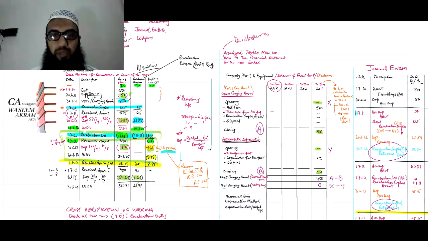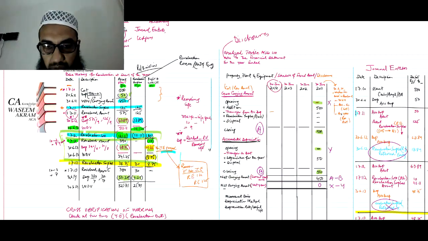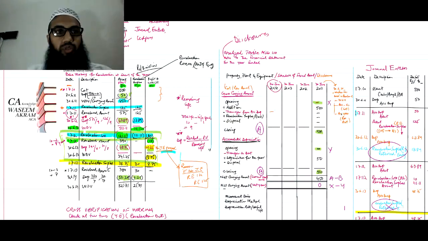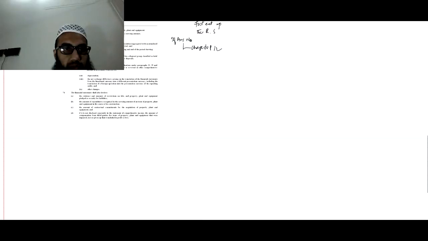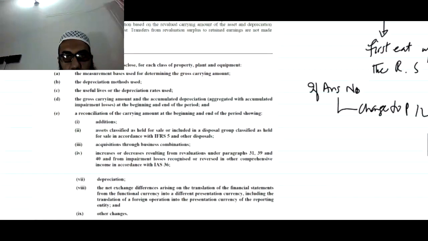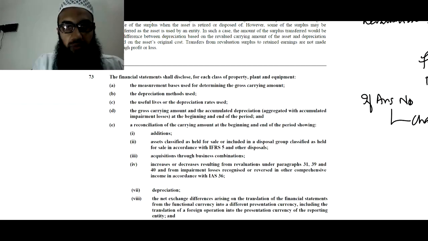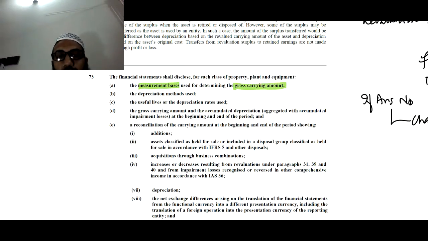What other things come? These are measurement basis, whether your asset is on cost or revalued. From where these notes have to be made, these are the disclosures which are given over here. Let's discuss the disclosure also a bit. Financial statements shall disclose for each class of property, plant and equipment, number one, measurement basis used to determine the gross carrying amount. Gross carrying amount is the professional word for cost or revalued amount.